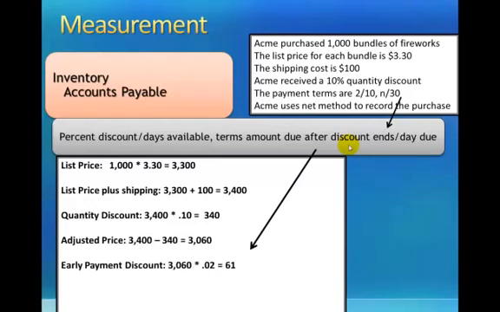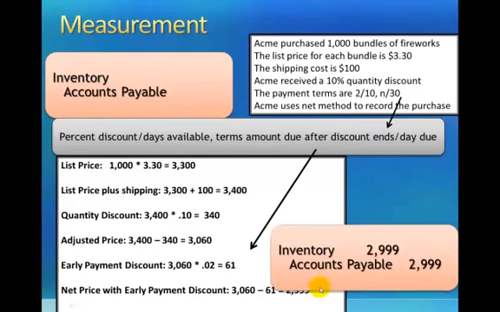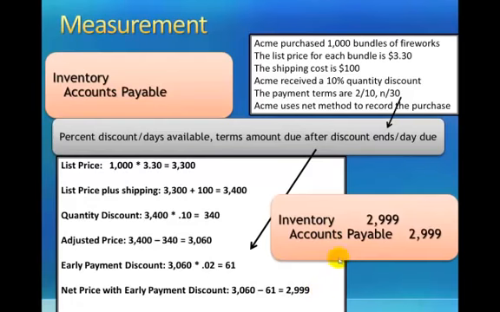Assuming that we take advantage of the discount, or at least record the transaction as if we will take advantage of the discount, we take 2% of our adjusted price, which gets us to $61. So our net price after taking shipping and the discounts into consideration is $2,999. So using the net method, we are going to record the purchase by debiting inventory for $2,999 and crediting accounts payable for $2,999.